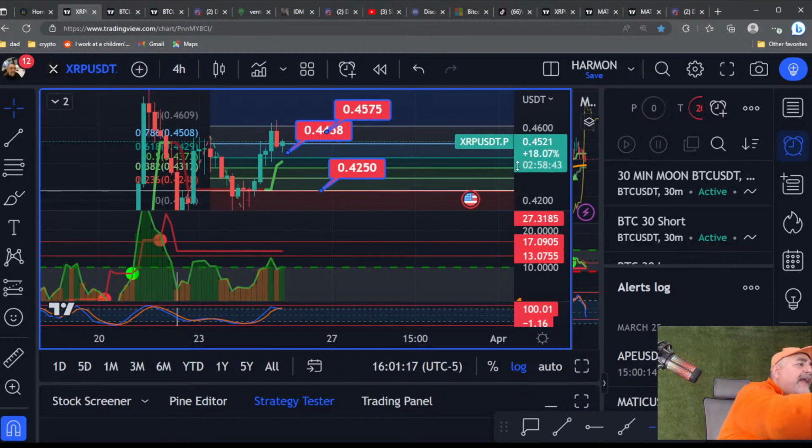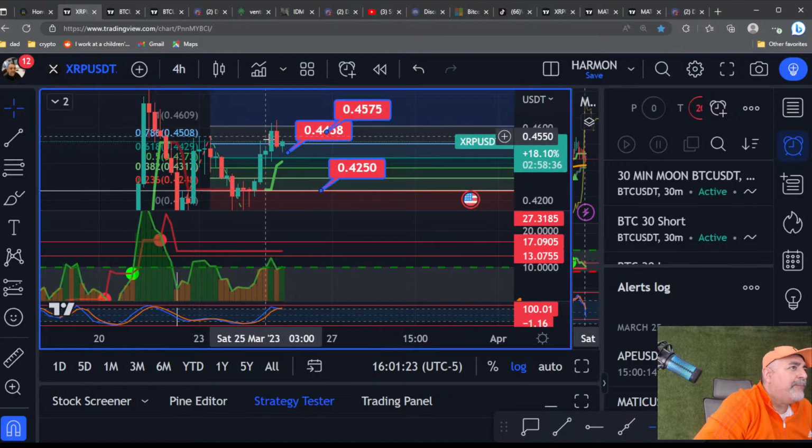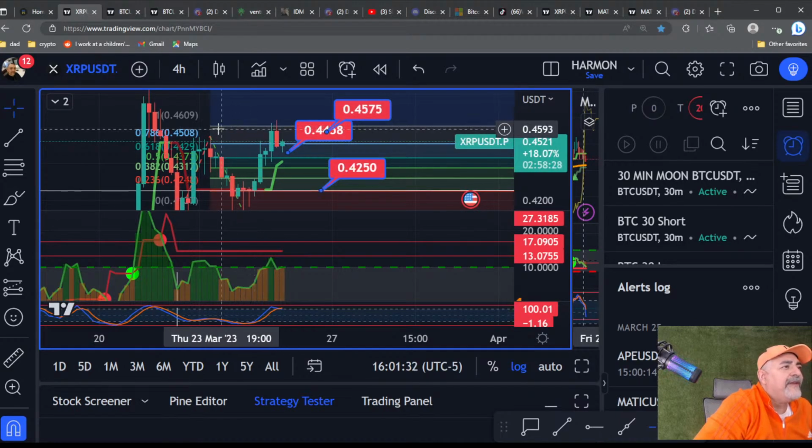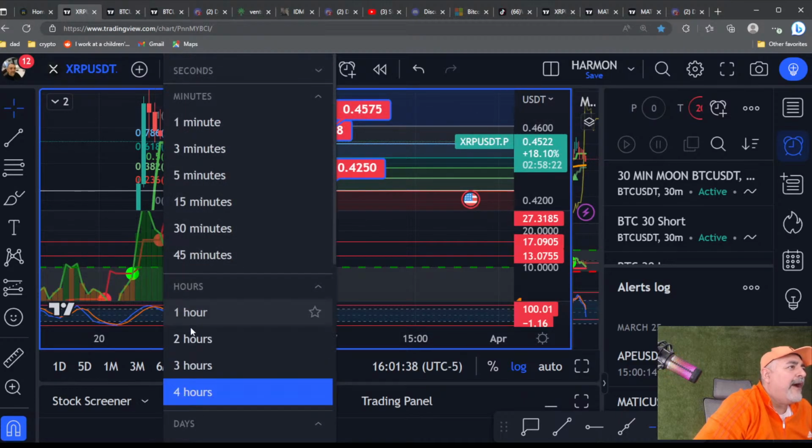So now that we understand, right, you always want to start on the 4-hour time frame so that you understand where the trade is, right? Here's the pullback. We're sitting on the 786 on the 4-hour, which means we have room to go back up to 46 cents, right? So now let's go to the lower time frames and see where we're at as far as how this is going, right?